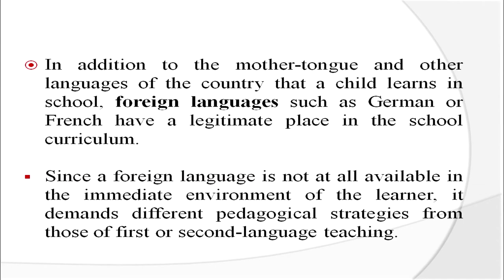So that's why the NCF 2005 says that classical languages should also find place in the school curriculum. And as we know, the classical languages include Arabic, Sanskrit, Tamil, Kannada, Telugu, Malayalam and Odia. In addition to the mother tongue and other languages of the country that a child learns in school, foreign languages such as German or French have a legitimate place in the school curriculum. So, as I mentioned earlier, we have the three language formula where three languages have to be studied, but there is no upper limit. So, as a fourth language, German, French, Russian, Chinese, or some other foreign language can also be included in the school curriculum as per the NCF 2005.